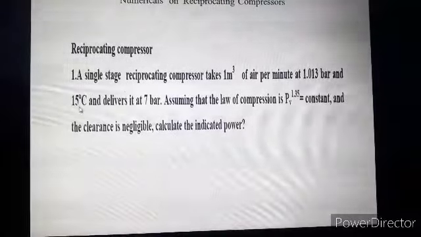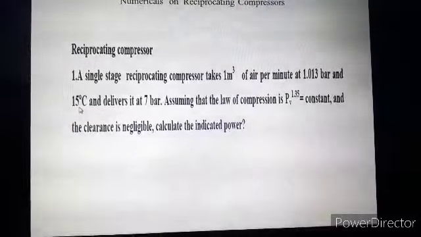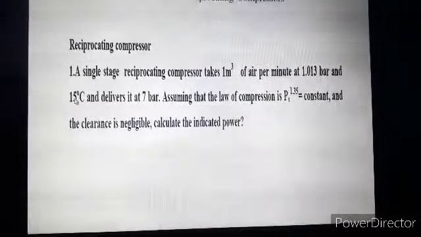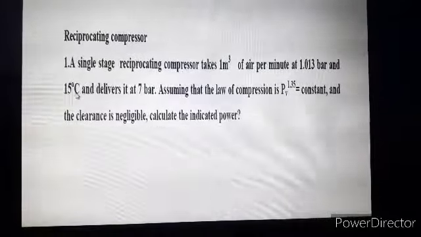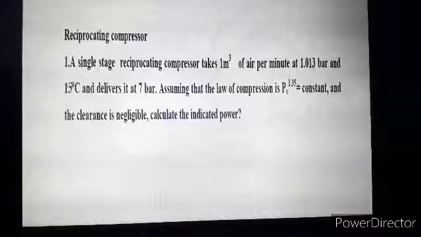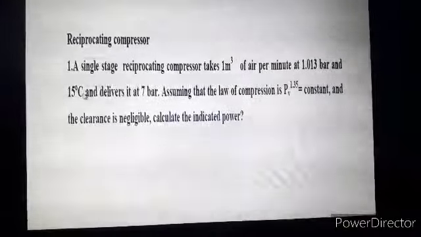Then this is temperature T1, that is 15 degrees Celsius. Again we have to convert this temperature from degree Celsius to degree Kelvin, so we have to add 273. So 15 plus 273 is 288. So that is the temperature T1, 288 degree Kelvin.